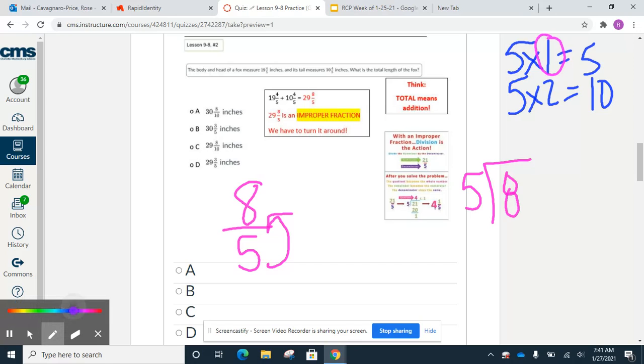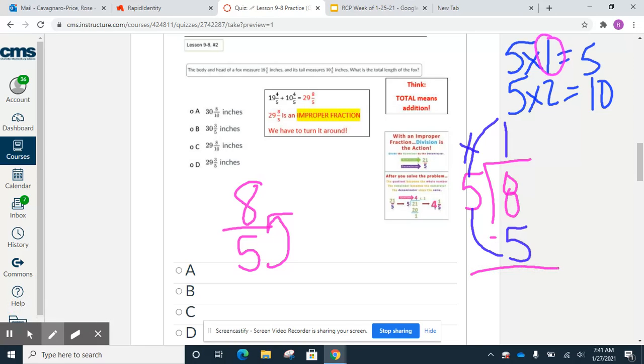So I'm going to go ahead and put my 1 up top. I'm going to multiply down. 1 times 5 is 5. I'm going to subtract. 8 minus 5 is 3. So I know that 5 went into 8 one whole time with 3 left over, and our denominator was 5. So if I were to rewrite this, it would look like this: 5 went into 8 one whole time with 3 left over, and the denominator didn't change, 1 3/5.